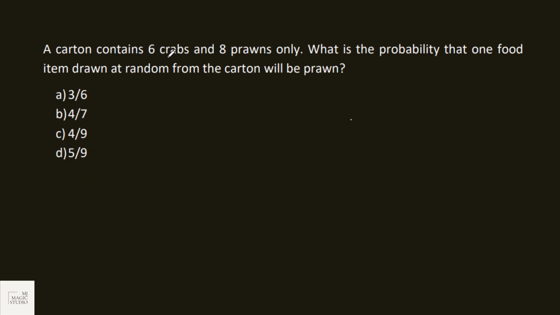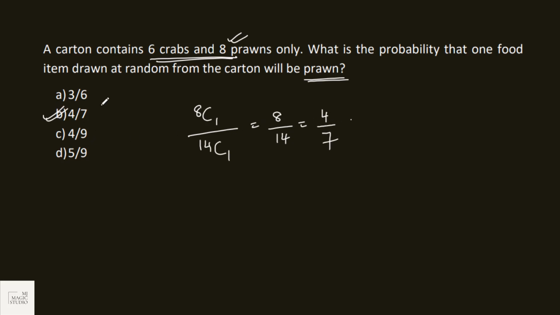Probability. A carton contains 6 crabs and 8 prawns. What is the probability that one food item drawn at random from the carton will be prawn? We have got 8 prawns and totals are 14. So required probability is 8C1 by 14C1. That is 8 by 14. Reduced it to 4 by 7. That we have in option B. Favorable outcomes divided by total outcomes is the required probability which we are looking out for.